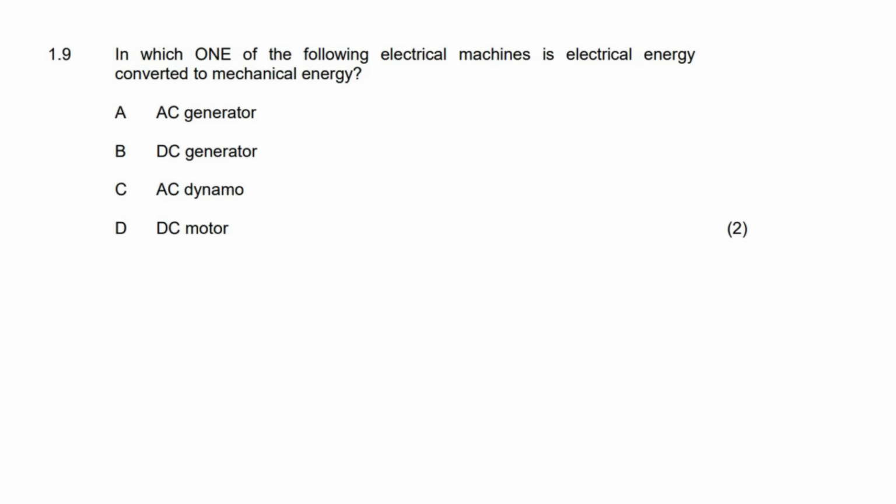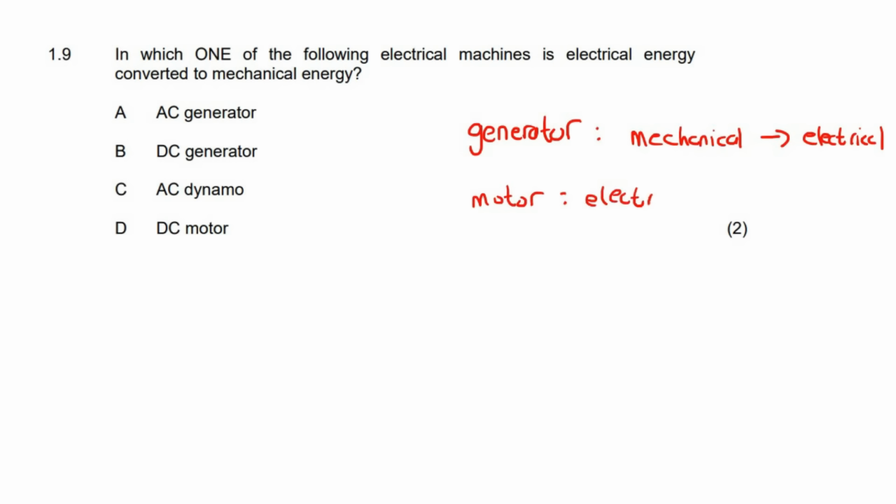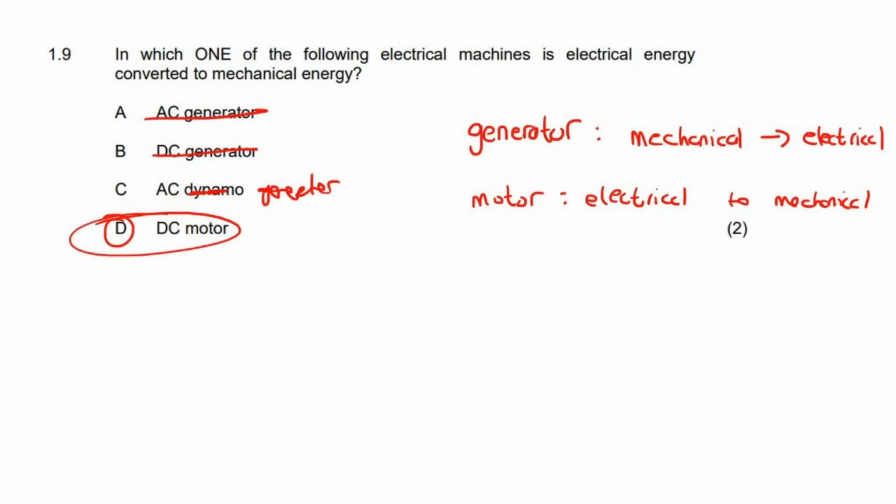In which one of the following electrical machines is electrical energy converted into mechanical energy? So we know that a generator generates electricity. But how does it generate electricity? Only when you cause the armature to rotate. So a generator uses mechanical, and then it converts that into electrical. If we look at a motor, then that uses electrical, and it converts that to mechanical. And so this one can't be the answer because that's a generator. A dynamo is also some type of generator. So the only answer can be D, because we want it to be a motor, because we're going from electrical to mechanical, and that's what a motor does.